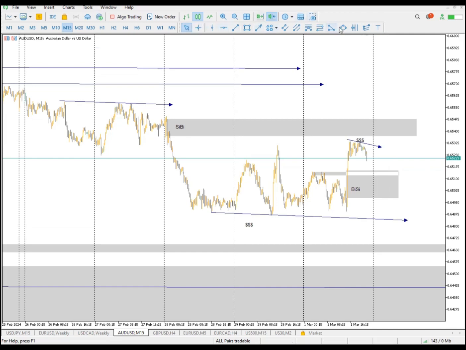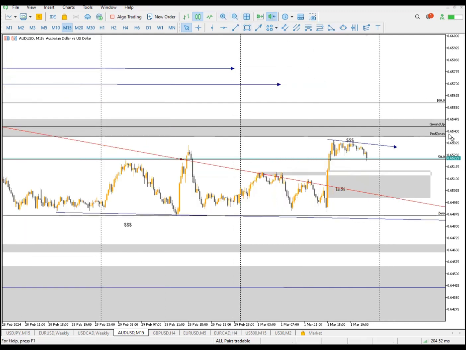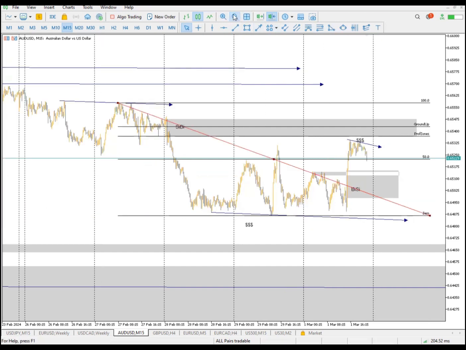One more thing I want to do is drag the Fibonacci all the way from this liquidity right here to the downside, to the low. And can you see that on the ground up Profit Zones level is our high time frame sell side imbalance and buy side inefficiency, which is also an order block on the higher time frame? Can you see that it's right there? Our zone is right there. So now it makes more sense for us to actually look at that zone before we drop.